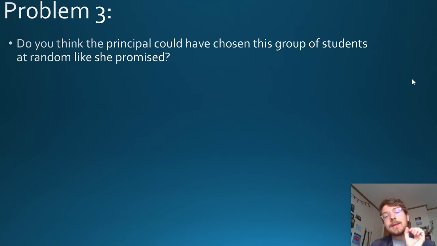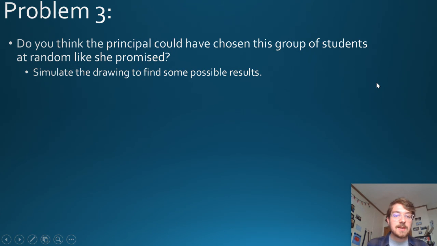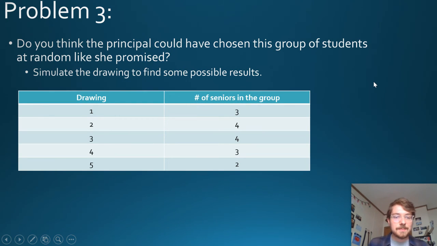I probably would have had you guys do this one in class because this is a little less elementary, maybe like write a bunch of names and draw them, that kind of thing. So I used a random list generator online where I put a bunch of names in and I assigned who's a senior to all the names. And so I just generated a bunch of lists of 8 people and I just counted how many of them are seniors on this list. And I did this 5 times. So this is what I came up with.